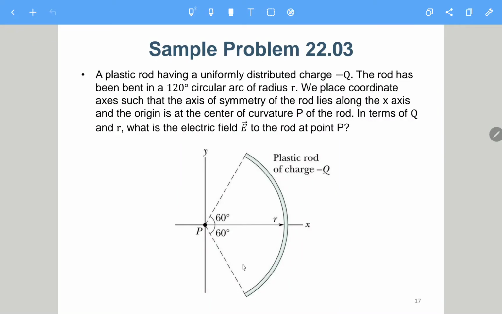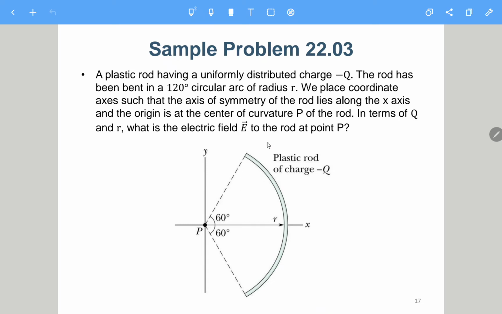Okay, so here let's take a look at this sample problem. It says a plastic rod having a uniform distributed charge, negative Q. So rather than the whole ring, we only have a part of the ring, which is an arc, and there is a charge negative Q equally distributed on this arc. The rod has been bent in a 120 degree circular arc of radius r.